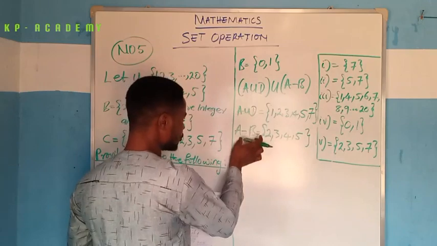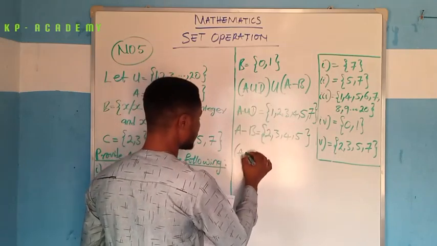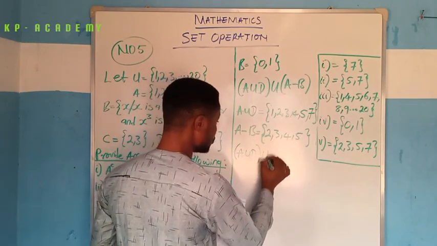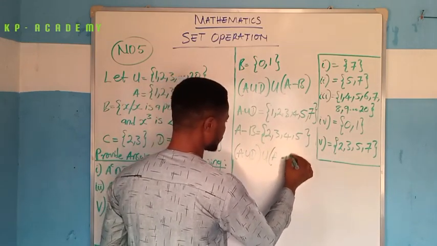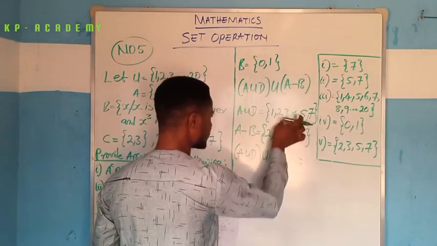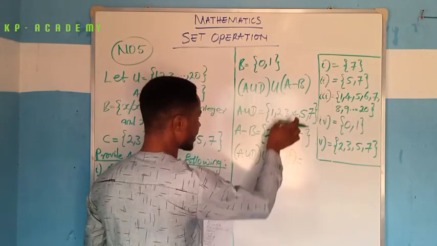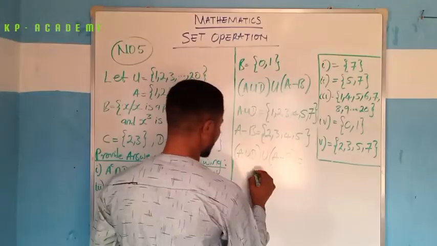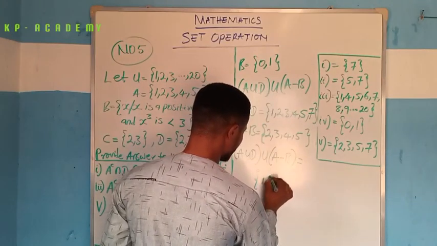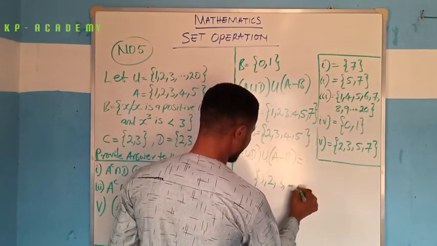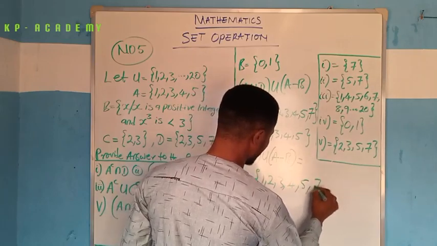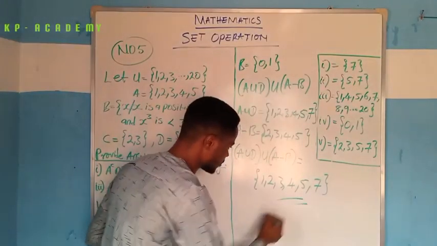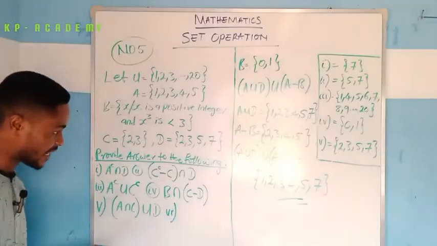Therefore, A union D union A minus B will now be the union of these two sets. Write out all the elements the two sets have without repeating any that occurs twice. Therefore, the answer will be 1, 2, 3, 4, 5, and 7. Okay, so that is it for this particular one: 1, 2, 3, 4, 5, and 7.